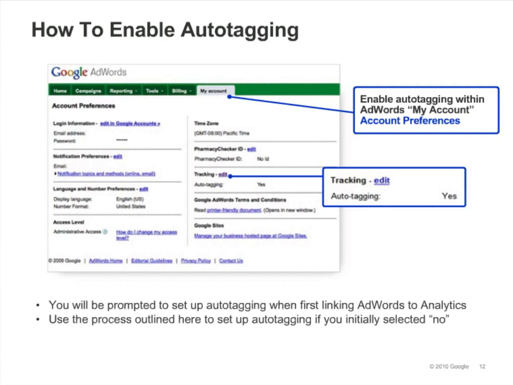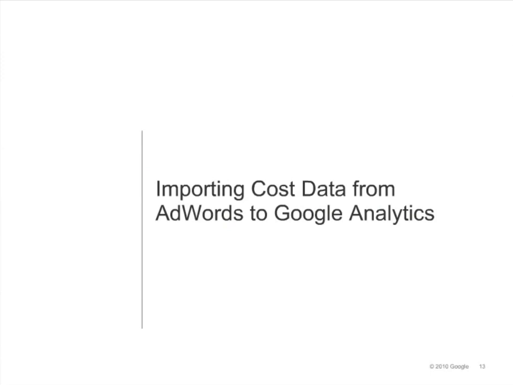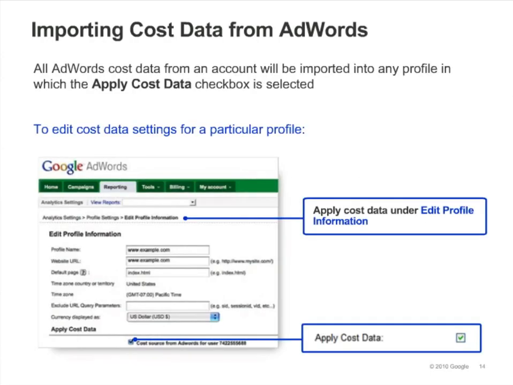When linking your AdWords account to Analytics for the first time, you'll be prompted to automatically select Destination URL auto-tagging and Cost Data Import. If you want to change your auto-tagging settings later, you can do so by editing your AdWords account preferences. All AdWords cost data from an account will be imported into any profile in which the Apply Cost Data checkbox is selected. Make sure both your AdWords and Analytics accounts are set to the same currency so that ROI data is accurately calculated. Recall that when linking your AdWords account to your Analytics account, your cost data will be applied to all of your profiles.